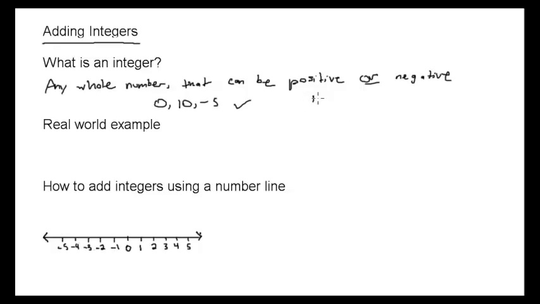But numbers like 1/4 or 0.7 or -3/4, those are not integers because those are fractions. Those are parts of numbers, not whole numbers.